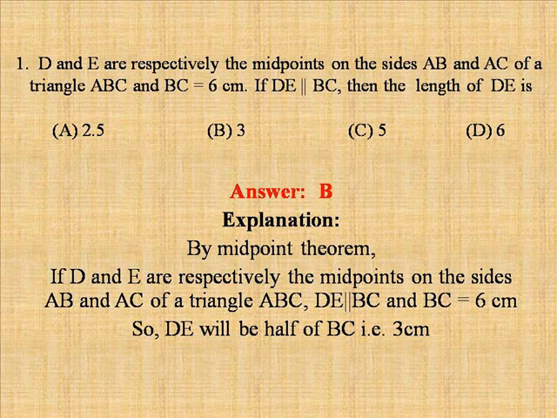We know from the midpoint theorem of class 9, if D and E are respectively the midpoints of the sides AB and AC of the triangle ABC, then DE is parallel to BC, and here BC is given as 6 cm. So DE will be half of BC, that is DE equals half of 6 cm, therefore 3 cm. So answer B is the correct option.